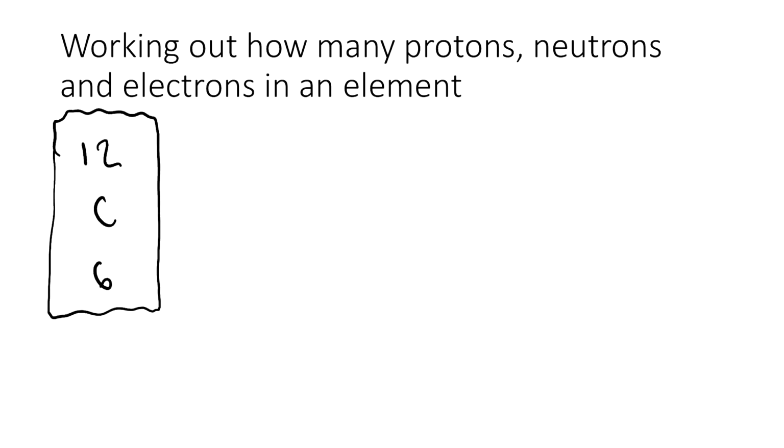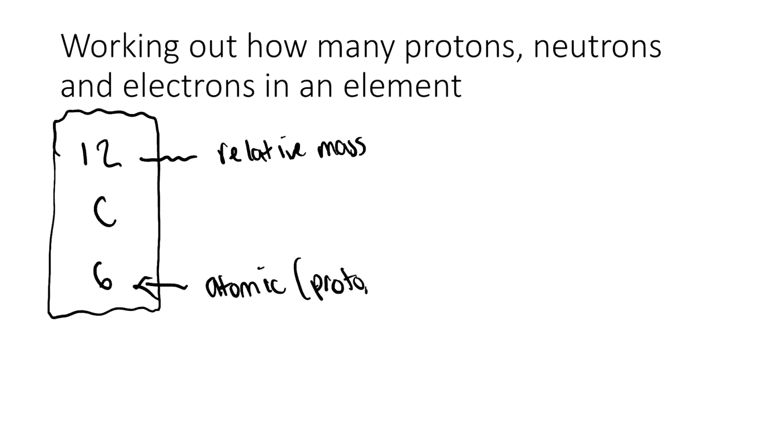Now this number here stands for its relative atomic mass, so it's its mass number. And this here we can either call the atomic number or we can call it the proton number. And then this here is the chemical symbol for that element. So carbon has a chemical symbol of C. It has a relative mass of 12 and it has a proton number or an atomic number of 6.